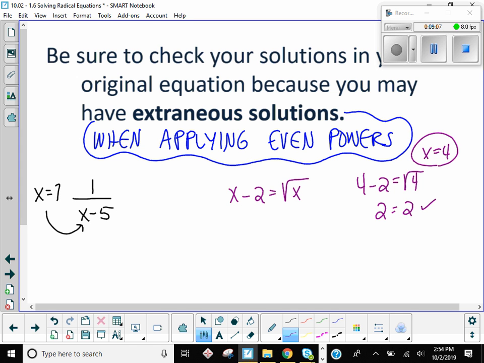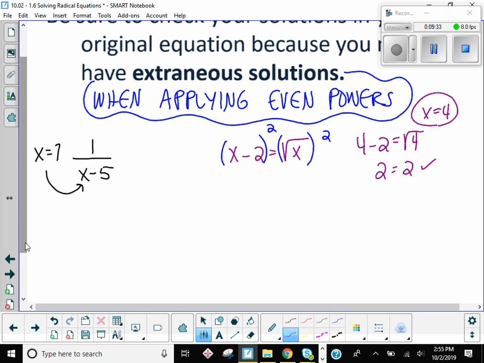Now that was an easy problem that we could do in our head. But let's say this was a hard problem, and so we wanted to follow the steps in order to do the math. Here's how that would look. My radical's already isolated, so I would raise both sides to what power here? To get rid of the square root, I would need power of 2. Notice that's an even number. And then on the left-hand side, x minus 2 quantity squared means x minus 2 times itself. And then on the right-hand side, the power cancels the root, leaving me just x.